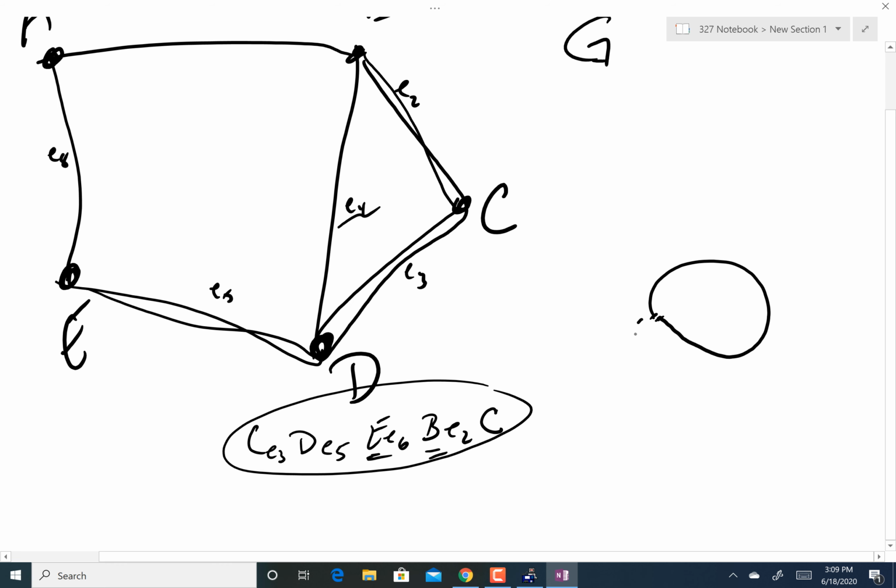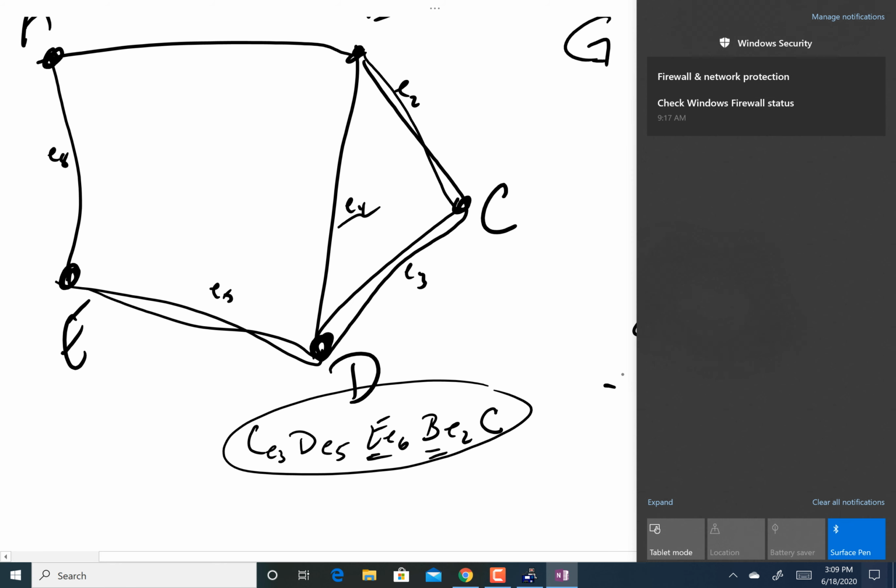If you look at it as A, C, D, E, B, back to C, it doesn't really matter if you start here and go around to there.